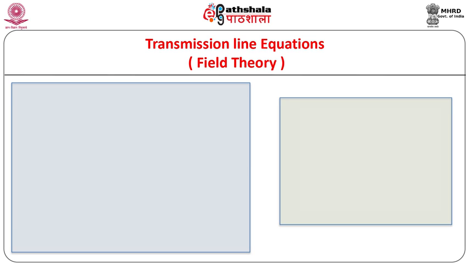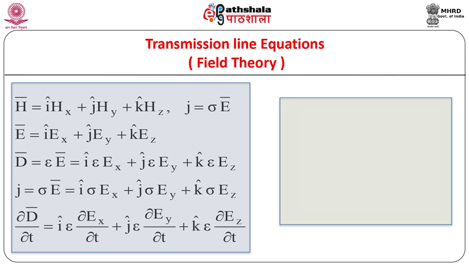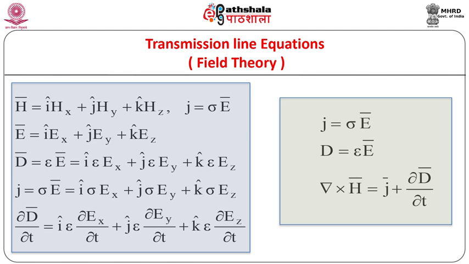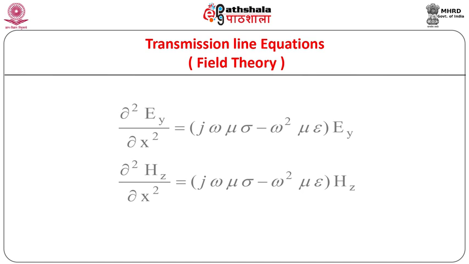Step number 1. Express the field vectors E, H, D and B in Cartesian coordinate system, assuming the medium to be linear and homogeneous with J equal to sigma E, D equal to epsilon E and B equal to mu H. Step number 2. Similarly, the two equations involving curl obtain wave equations for electric and magnetic fields in phasor form.